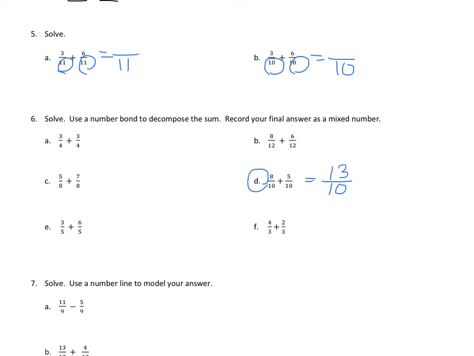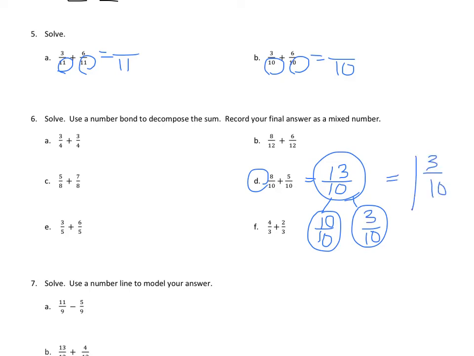The number bond is going to work the same way. We're going to take out what's equivalent to 1 whole. What's equivalent to 1 whole if we're thinking about our unit of tenths? Well, it would be 10. And then the next question is, what's remaining? If we had 13, we removed 10, we're left with 3. So this fraction becomes 1 whole and 3 tenths. Because this is equivalent to 1, this would remain 3 tenths.